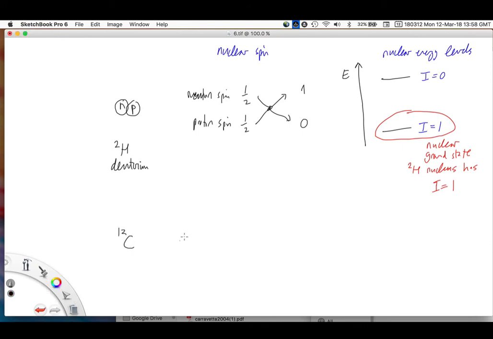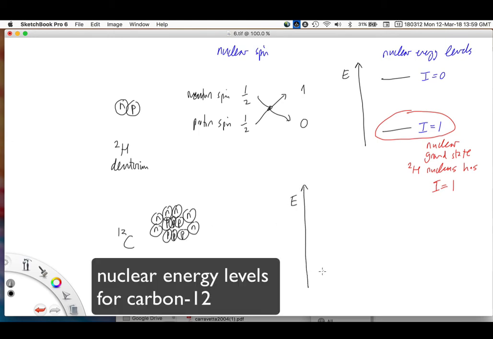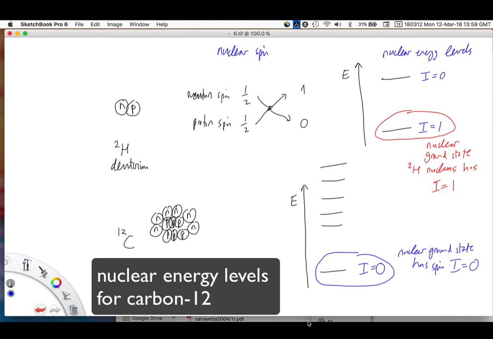A nucleus of carbon is defined as one with 6 protons. And since the mass number is 12, we have 6 neutrons as well. Proton has spin half, the neutron has spin half, and those spins can combine in very many different ways. So again, we get a set of nuclear energy levels with different values of the nuclear spin. But it turns out for carbon, the nuclear ground state has spin 0. So the nucleus of carbon-12 does not have nuclear spin, and that's actually quite unusual in the periodic table.